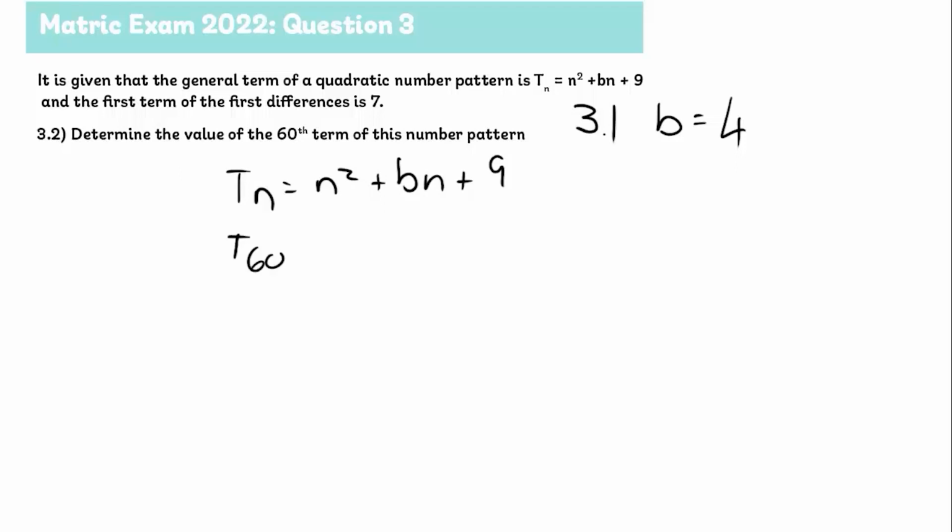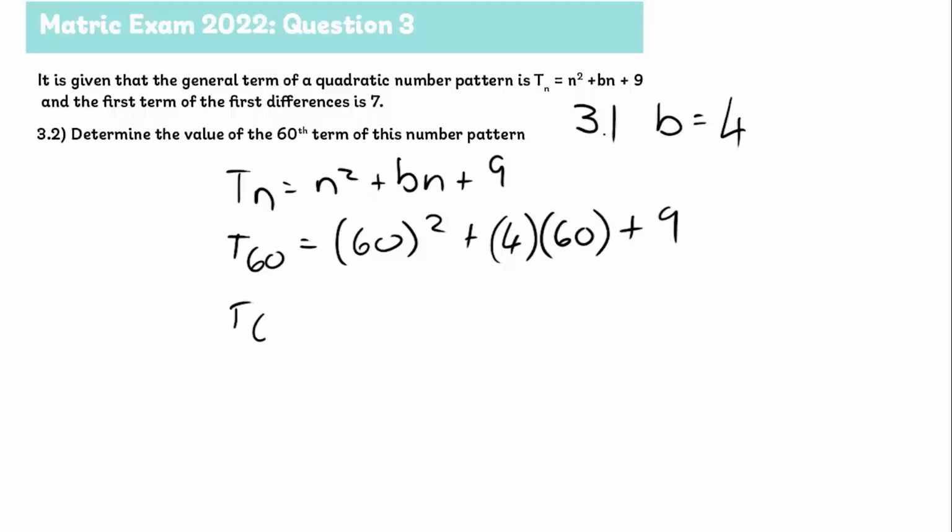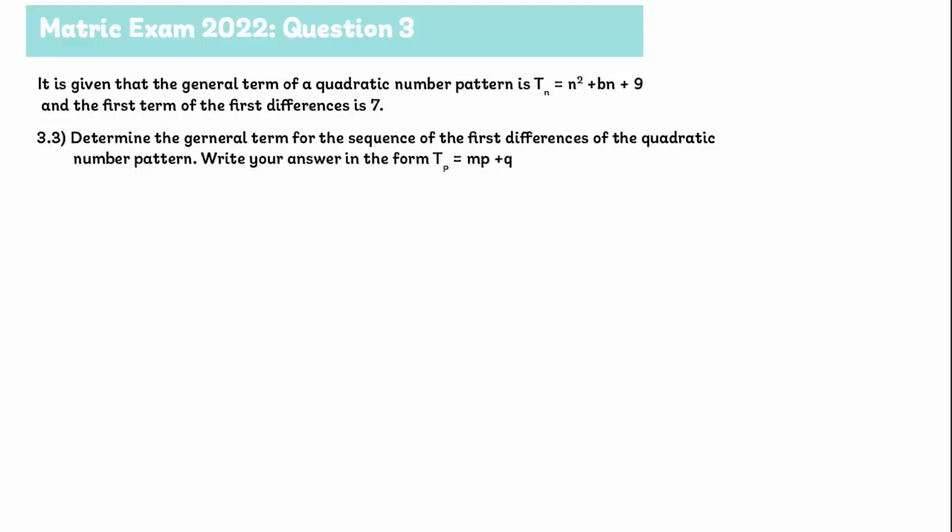So Tn is T60, n is equal to 60, that's squared. B is 4, n is 60, plus 9. Now you can just whip out your calculator and you'll see that this comes to 3,849.